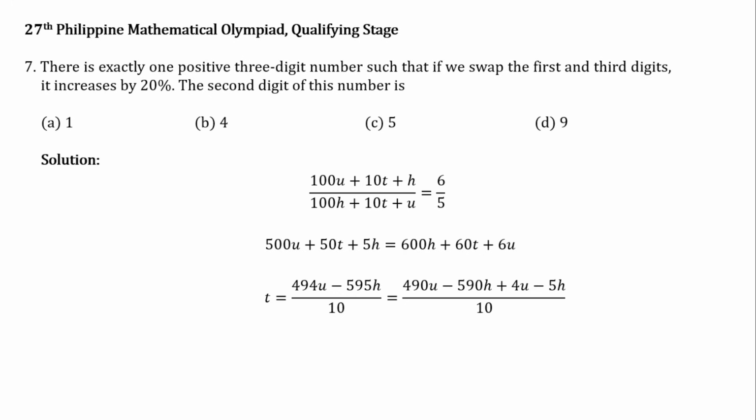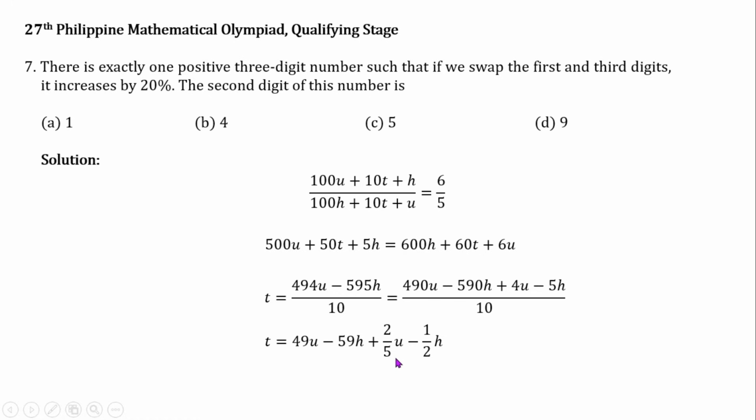By doing this, we can actually determine easily the possible values of u and h, because if we divide each term of the numerator by 10, we have the equivalent expression in the right hand side, which is 49u minus 59h plus 2/5 times u minus 1/2 times h. So we just have to look at the last two terms here. Take note that the possible digits range from 0 to 9.